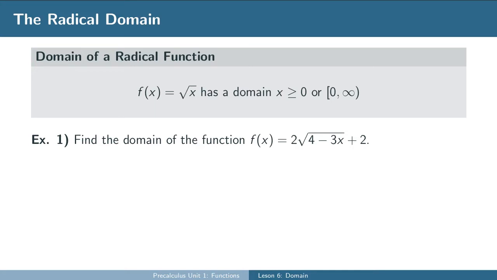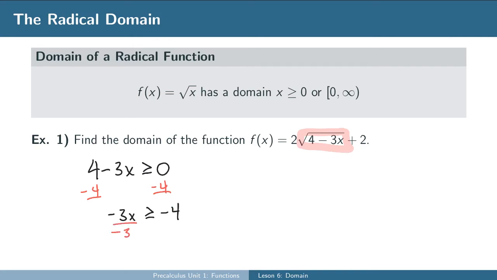Find the domain of the function f of x equals 2 times the square root of 4 minus 3x plus 2. The only part we need to look at is inside the square root. So I'm going to take that 4 minus 3x and I'm going to make that greater than or equal to 0. Now in solving this, the first thing I'm going to do is subtract 4 from both sides, and I have negative 3x greater than or equal to negative 4.